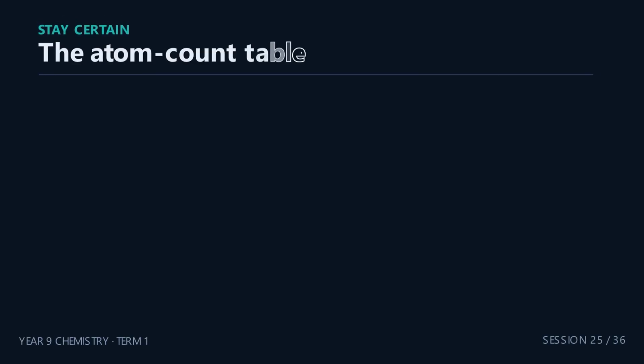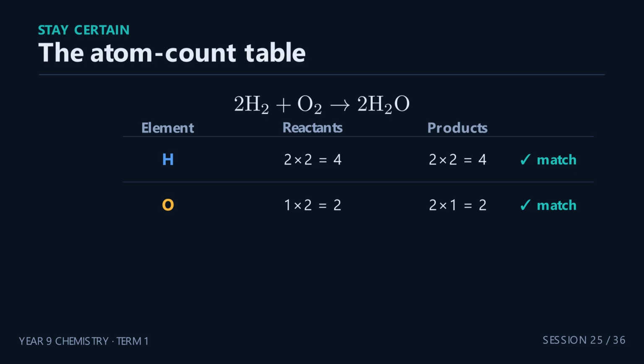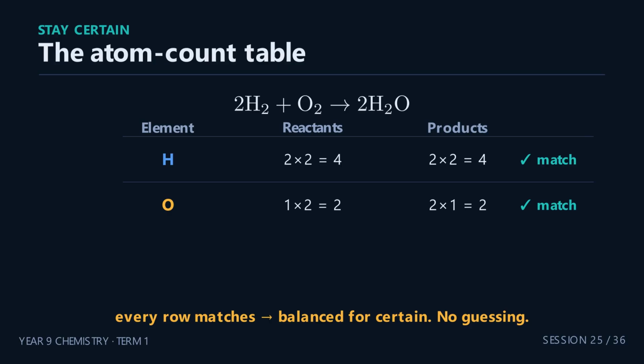Let me show you a tool that keeps you calm under pressure, the atom count table. Take 2H2 plus O2 gives 2H2O. Make 2 columns, reactants and products. Hydrogen, 2 times 2 is 4 on the left, 2 times 2 is 4 on the right. Match. Oxygen, 1 times 2 is 2 on the left, 2 times 1 is 2 on the right. Match. When every row matches, you know for certain the equation is balanced. No guessing, no doubt. Especially with trickier equations, this little table is your best friend.